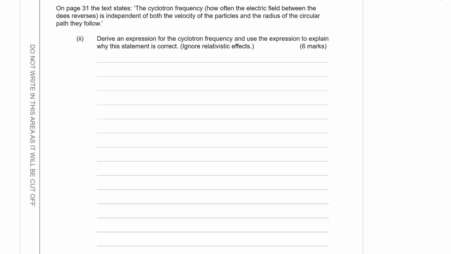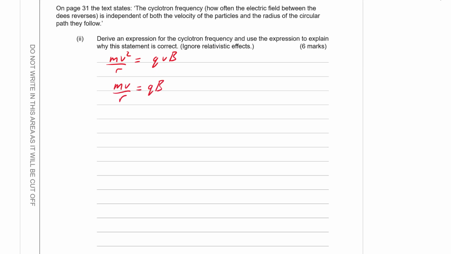Okay, so part 2 of that question is the only one that I have a minor issue with, and that is to derive an expression for the cyclotron frequency, which explains why it's independent of the velocity of the particles and the radius of the circular path they follow. So I'm going to start by equating the centripetal force, mv squared on r, to the magnetic force, qvB. And then I notice that one of the v's will cancel out, so I end up with mv on r is equal to qB.